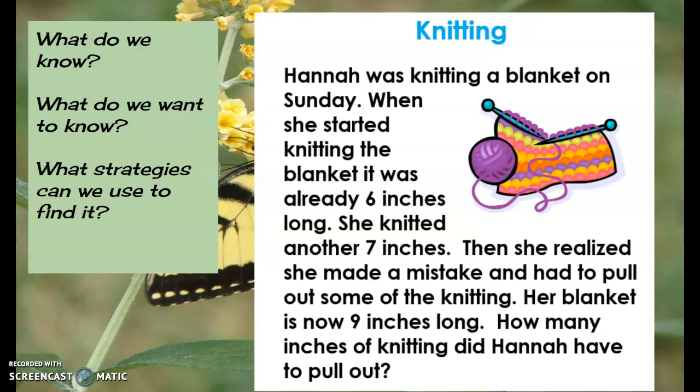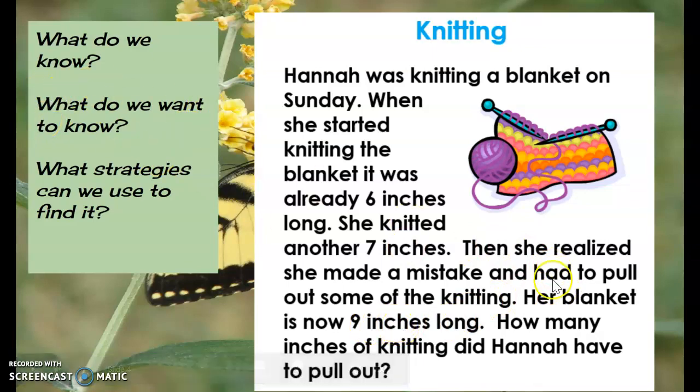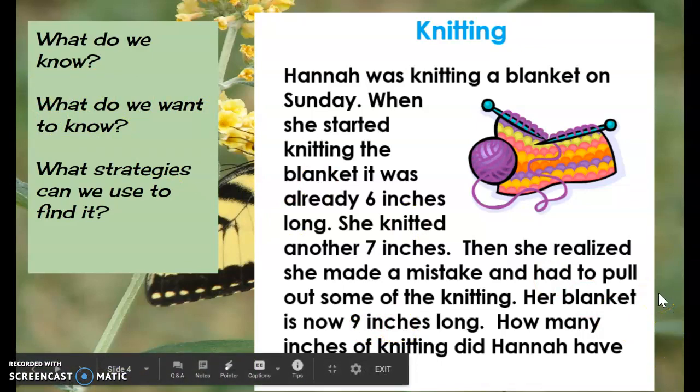So I noticed that she started knitting on Sunday, but it wasn't the first time she was knitting, because it says her blanket was already 6 inches long. She knitted another 7 inches, so she added to her project, and then she realized she made a mistake and had to pull some of her knitting out. So what we know is that she started at 6, added 7 more, and then she pulled out some, but we don't know how much. Then she ended up with a blanket that's now 9 inches long. So what do we want to know? We want to know how many inches of knitting Hannah had to pull out.